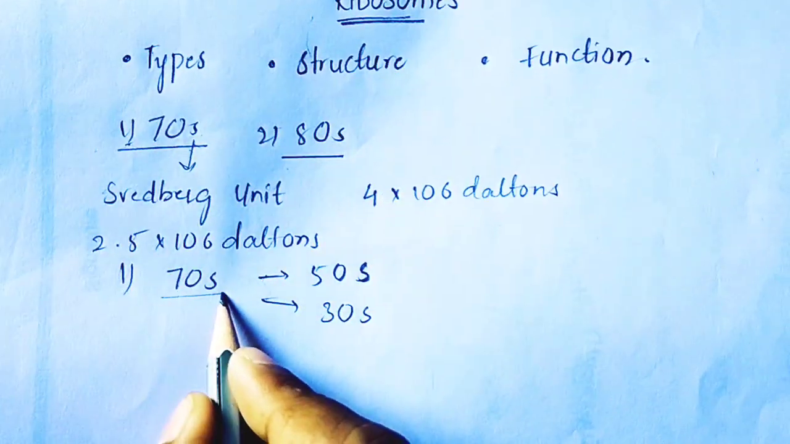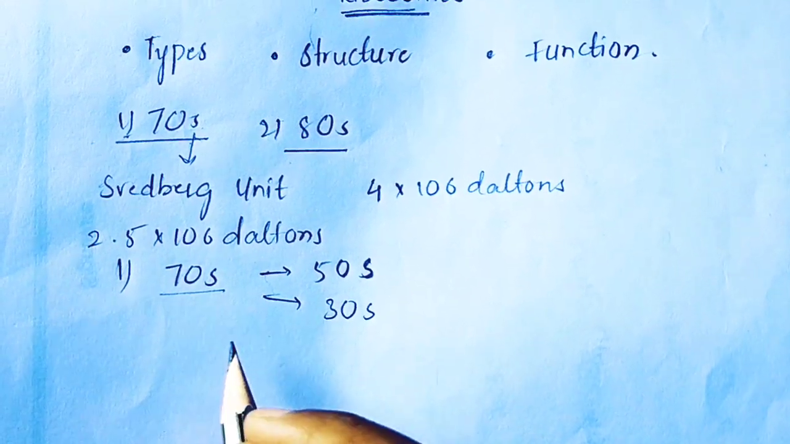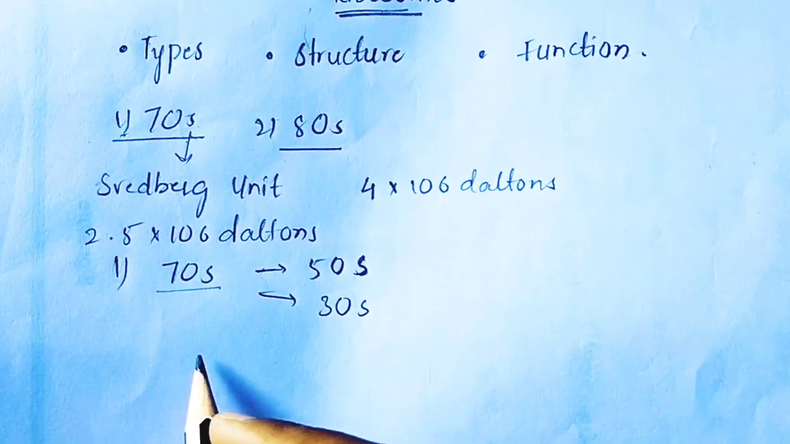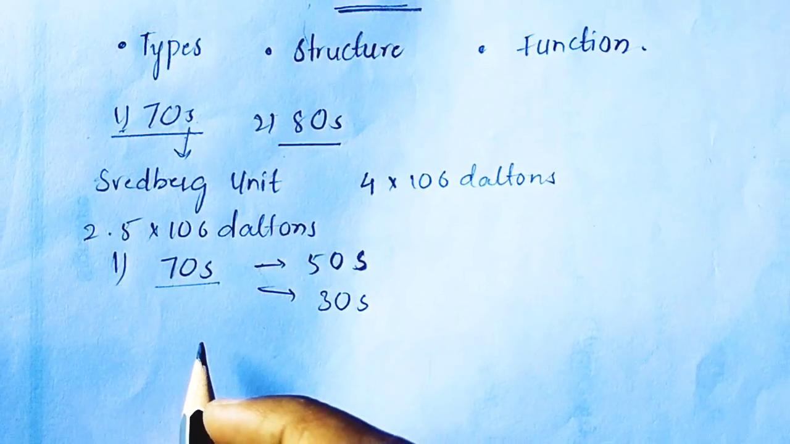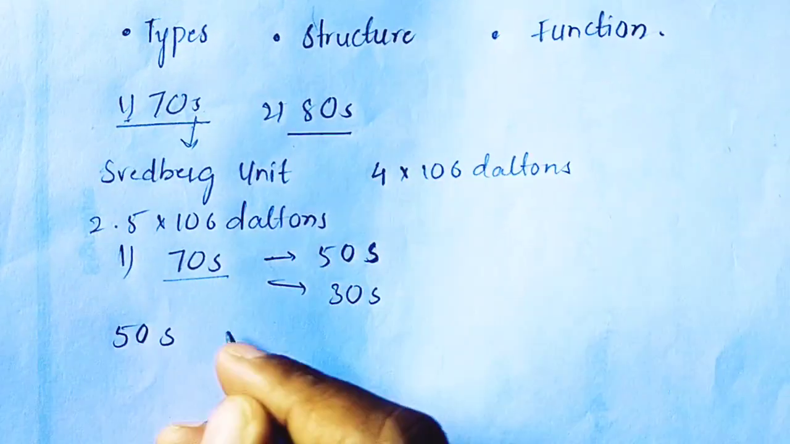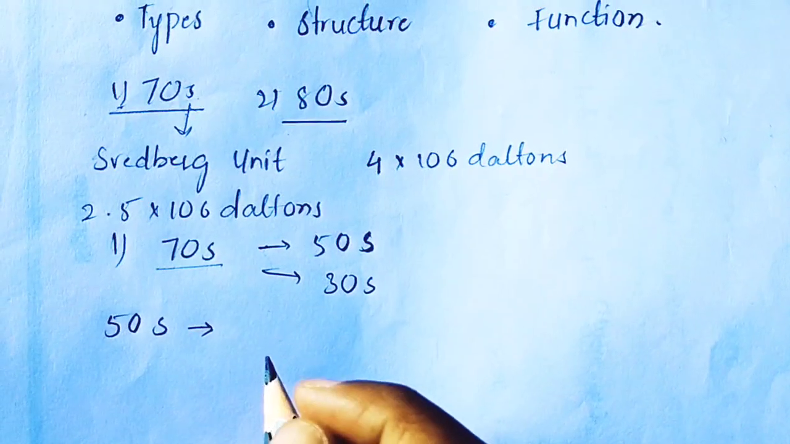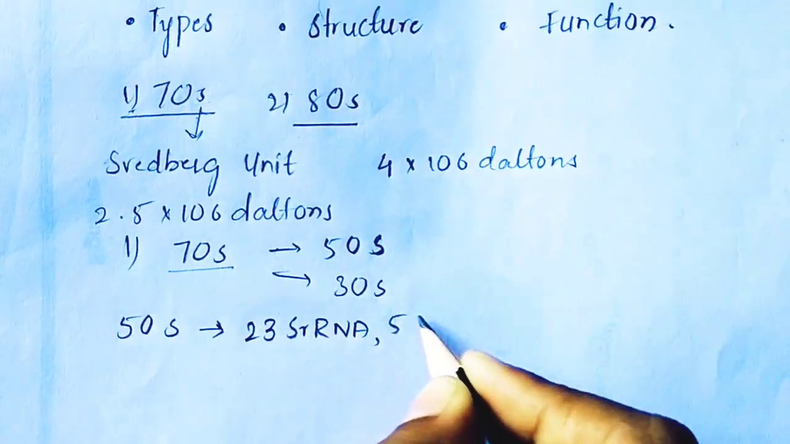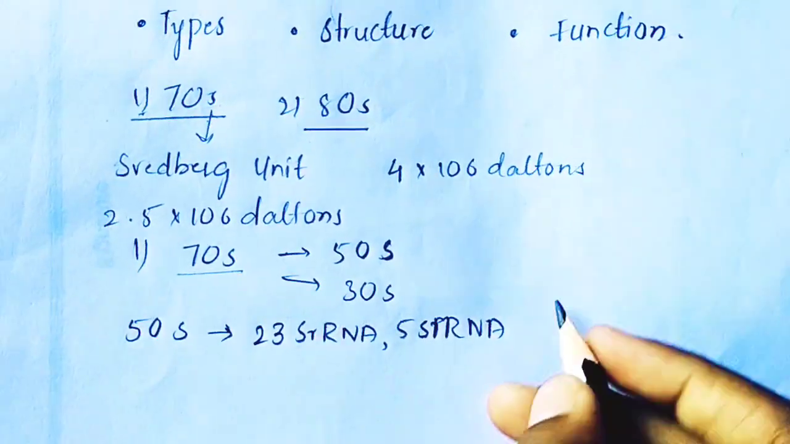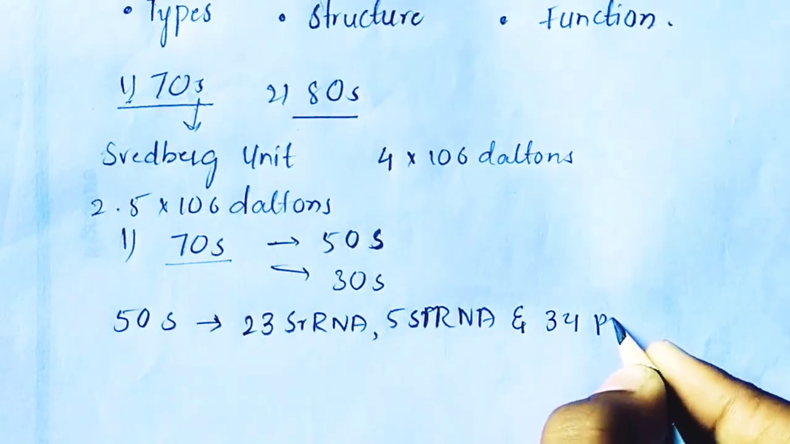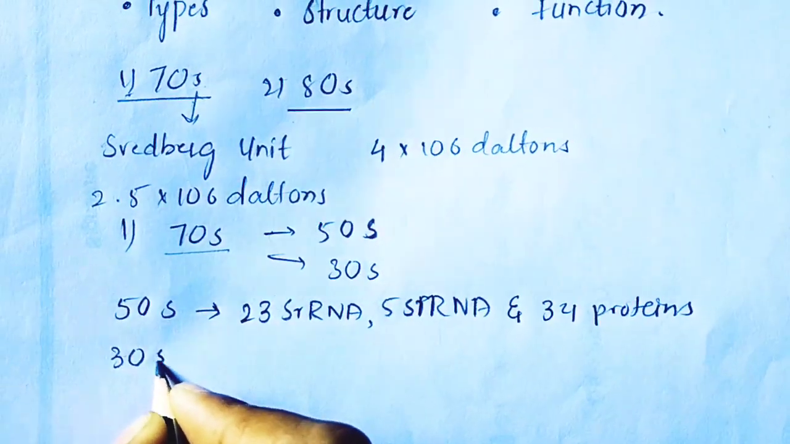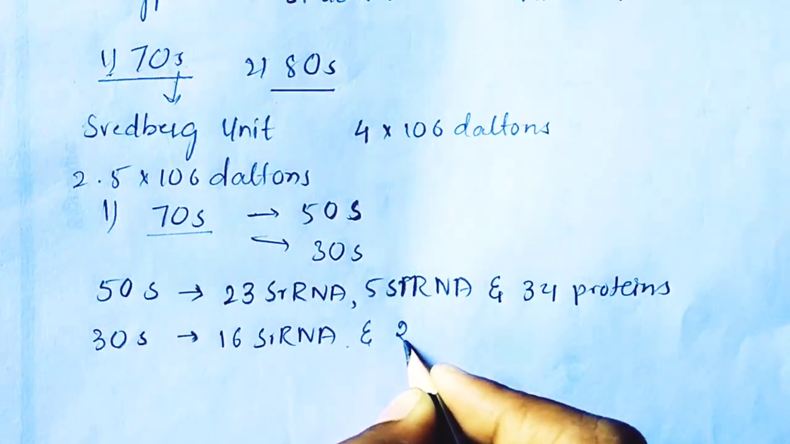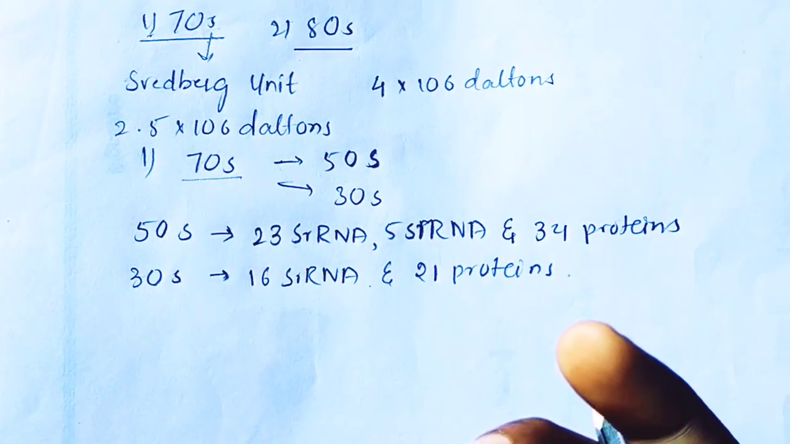These 70S ribosomes are composed of rRNA and proteins. I guess you might know about rRNA and proteins. rRNA is ribosomal RNA, and proteins, as you know, are chains of polypeptides. The 50S subunit is larger in size compared to the 30S subunit, and it is composed of 23S rRNA, 5S rRNA, and 34 proteins. And 30S consists of 16S rRNA and 21 proteins. sRNA here means small ribosomal RNA.